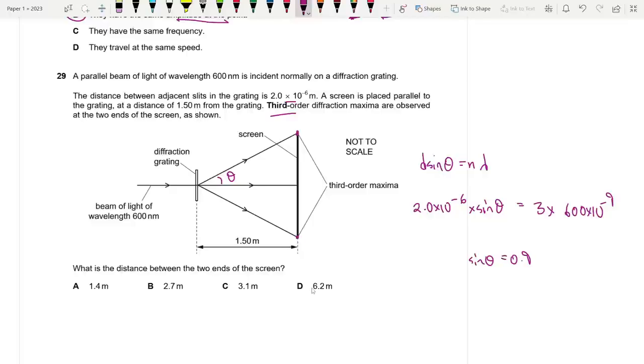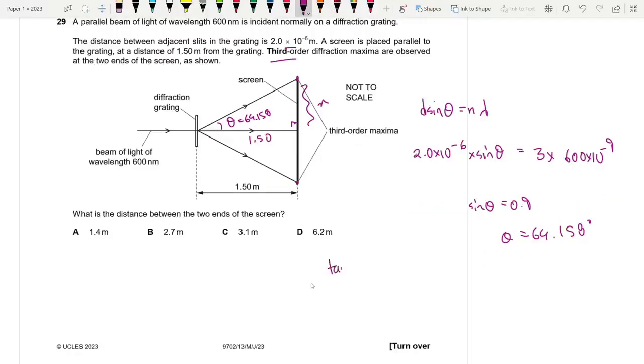So sine inverse answer gives us theta equal to 64.158 degrees. Now we know that this is 1.50 meter. We can actually find out this distance. How? Trigonometry, right? We have adjacent, we need opposite. So we are gonna opt for tan theta, opposite by adjacent. Tan theta is equal to x by 1.50. So that's tan 64.158 equals x by 1.50.